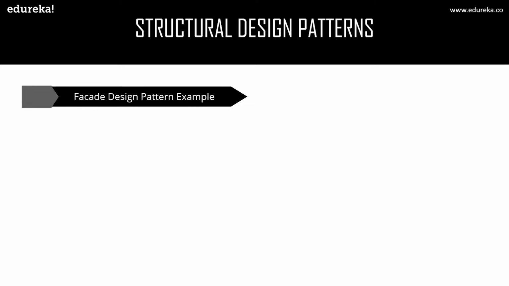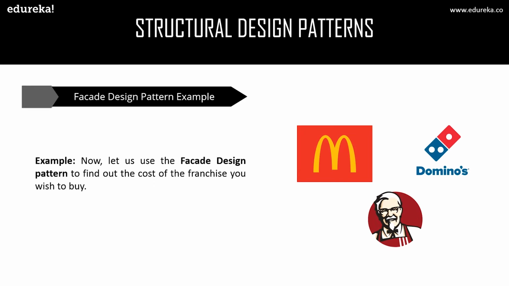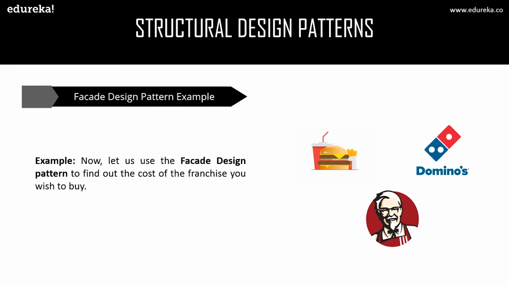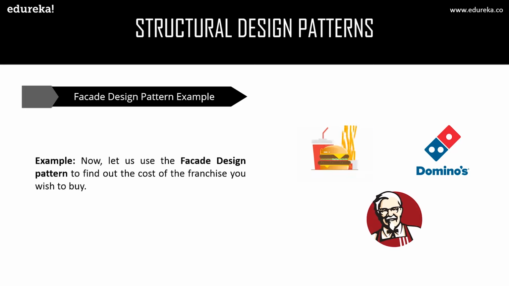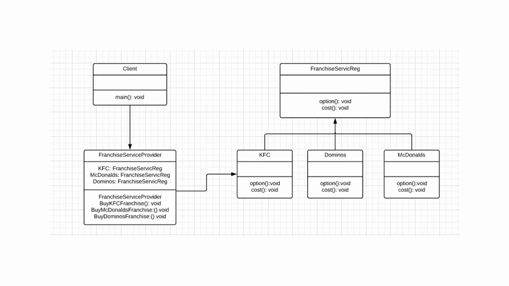Let us deal with an example to understand facade design patterns in a much better way. Let us assume that we have a business plan and we are trying to purchase the franchise of one of the top food and beverages companies. We have McDonald's, Domino's, and KFC, and let us design a program based on facade design pattern to find out the cost of each and every franchise we want to buy. So this is the UML diagram of the facade design pattern.